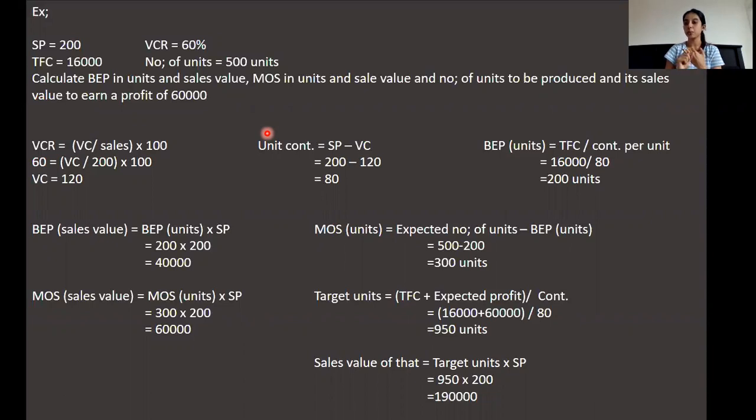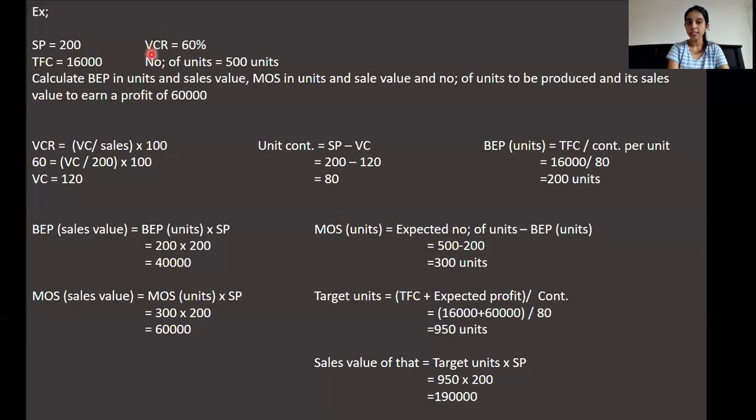In order to calculate the break-even point in units, we need two components: total fixed cost and contribution per unit. Total fixed cost is given to us as 16,000, but contribution we are not given. We have to compute the contribution per unit. For that, we need variable cost and selling price. Selling price is given directly, but variable cost is not, so we have to find that variable cost.